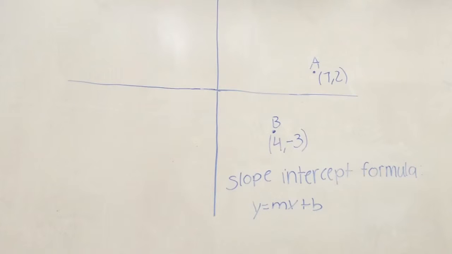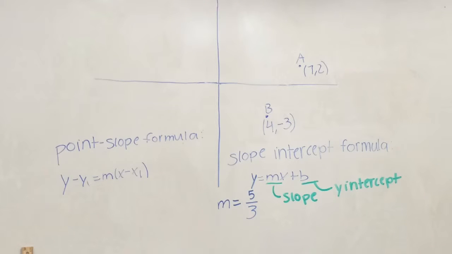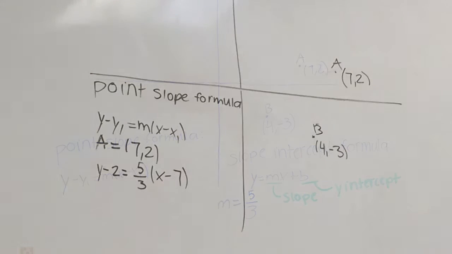Now that we have our numbers, we can plug those into the slope-intercept formula. The slope-intercept formula is y equals mx plus b, m being the slope and b being the y-intercept. We already found the slope, now we need to find the y-intercept. In order to do that, you need to plug the points into the point-slope formula. The point-slope formula is y minus y1 equals m times x minus x1. When we plug point A in, we get y minus 2 equals 5 over 3 times x minus 7.